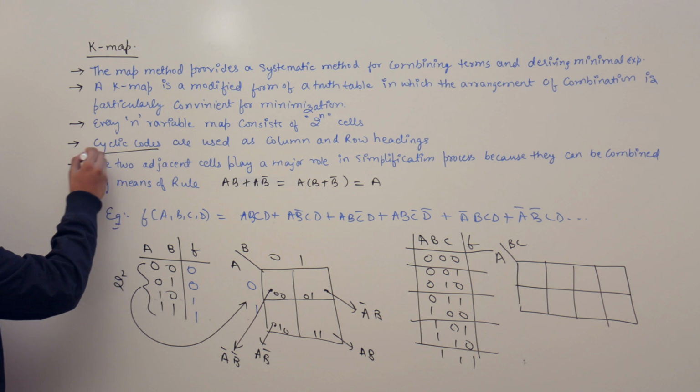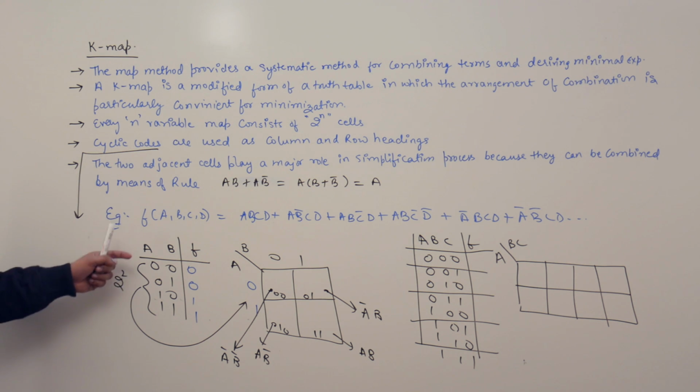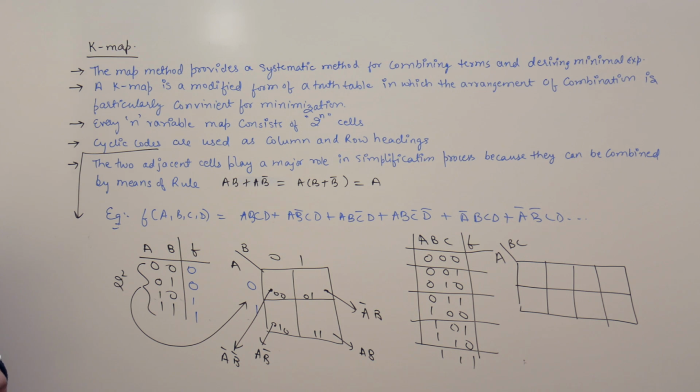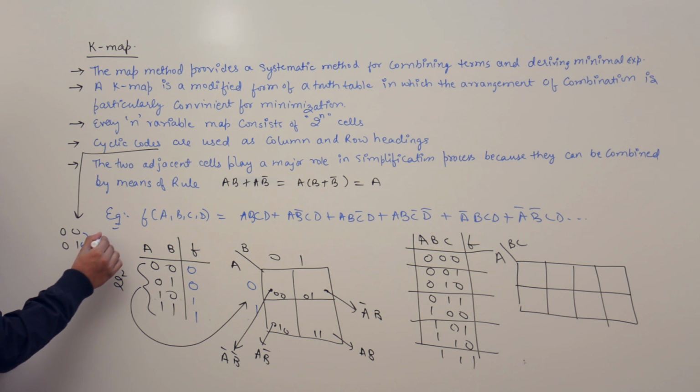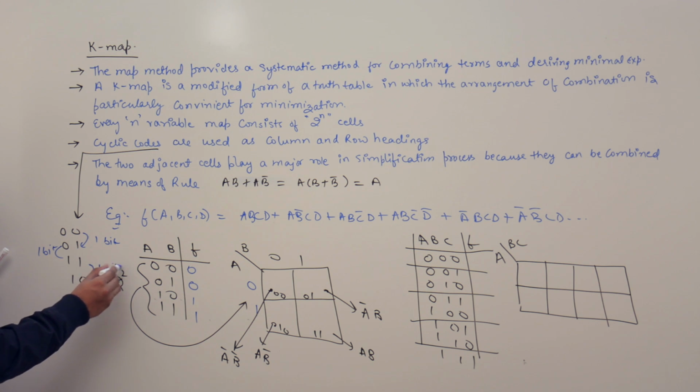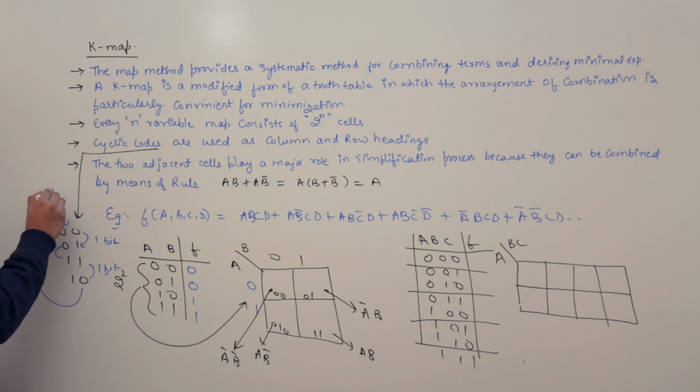Cyclic code means whenever we are going to have some codes, then there will be a change of at maximum 1 bit. That means if I write 0, 0, after 0, 0 we can have 0, 1, because there's a change of only 1 bit. After this we can have 1, 1, because at maximum there's a change of only 1 bit. After this we can have 1, 0, again a change of only 1 bit.